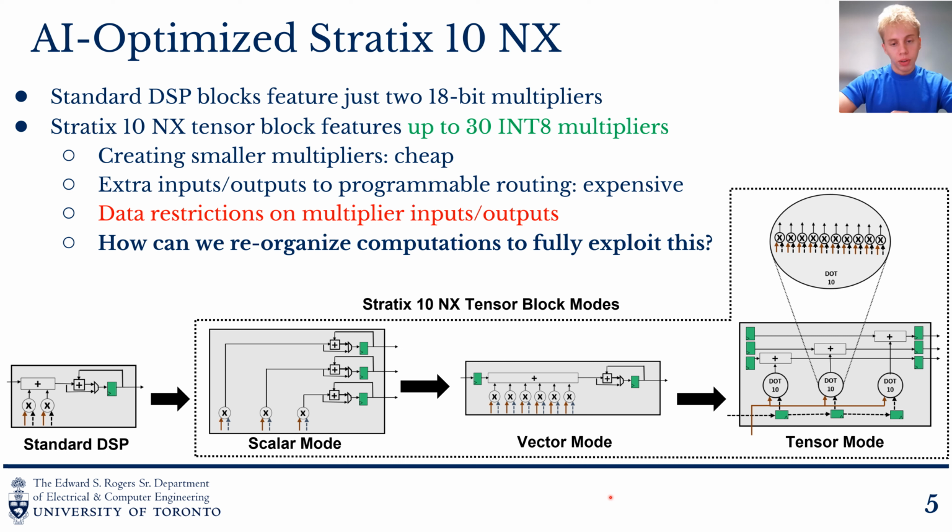Tensor mode uses all 30 multipliers, but also has the most input and output restrictions. So we operate in vectors of 10 values. Each value is 8-bit. And for these vectors, we must preload 3 of the vectors into a set of ping-pong registers before we can use them for computations, whereas the other set of vectors is then broadcast in afterwards. So we preload 3 vectors and then use 1 vector to multiply against all 3 preloaded vectors. And so in the dot product engine, we perform our 10 multiplications, accumulate the result, and produce 3 outputs.